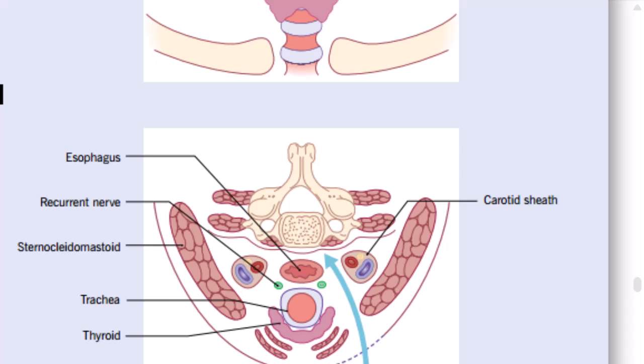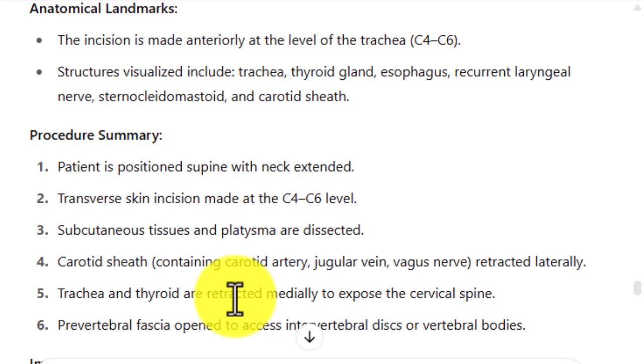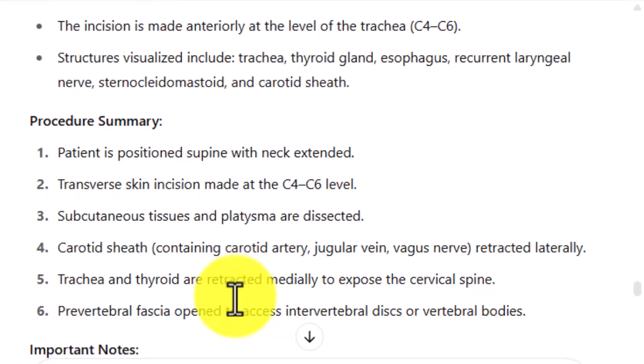For the landmark, the incision is made anteriorly at the level of the trachea, C4 to C6. Structures visualized include the trachea, thyroid gland, esophagus, recurrent laryngeal nerve, sternocleidomastoid, and carotid sheath. The patient is positioned supine with the neck extended, and a transverse incision is made at C4 to C6.